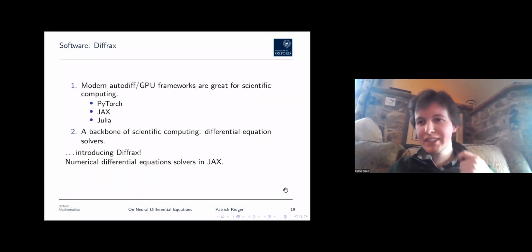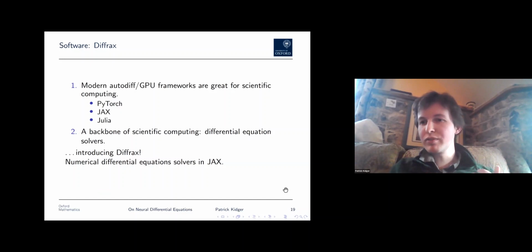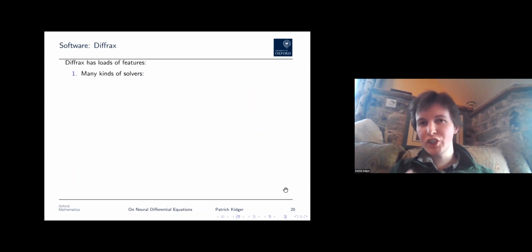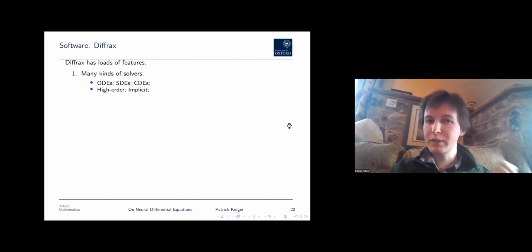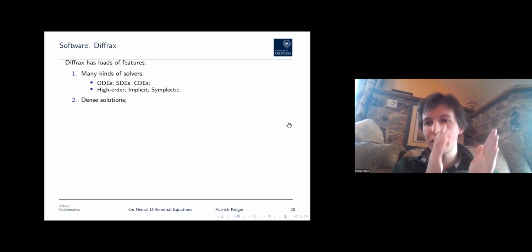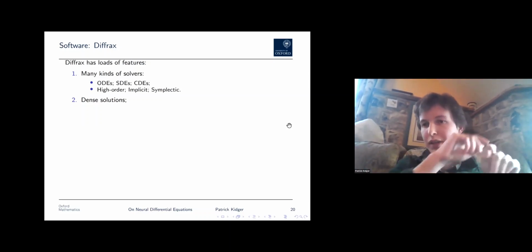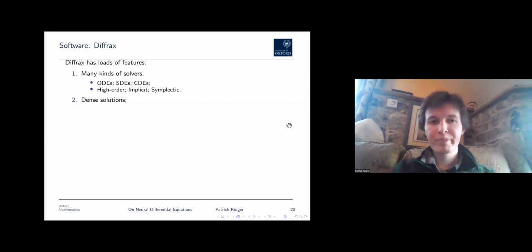So I'm going to really start getting into the meat of what's new here. What can you do with these that maybe you couldn't do with other frameworks before? But first of all, let me just justify to you that it has all the things that everyone else already has. So Diffrax has lots of things. It has things like ODE solvers, SDE solvers, and CDE solvers. That last one is new. Most people don't have that. It has high order solvers, implicit solvers, symplectic solvers. You can get dense solutions, that is to say, not just an output at individual times, but you can get a continuous time path as an output by joining up the dots in a smart way.